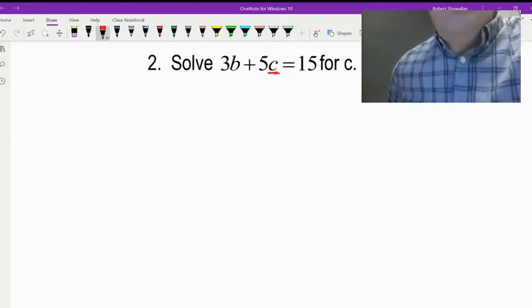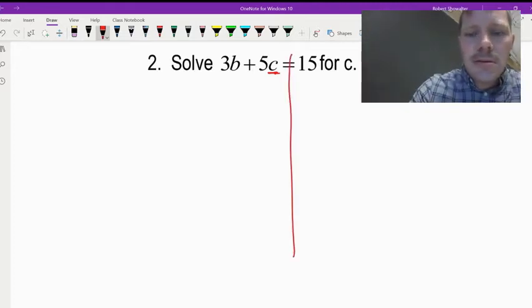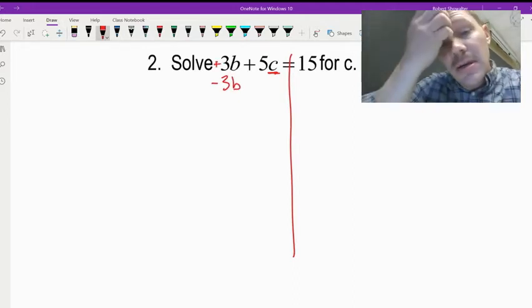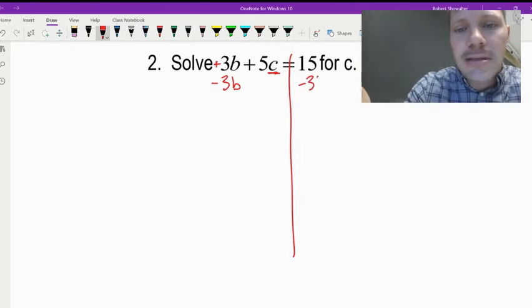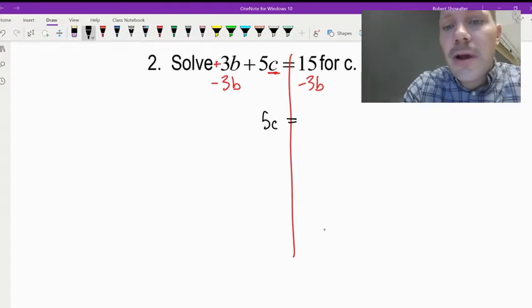We have this 3b plus, and then we have the 5 times C. We have to dig out that C, so we're going to do reverse order of operations. We're going to get rid of the 3b first by reversing the sign. It's plus 3b, so we're going to subtract 3b from both sides, which gives us 5c equals, now we look over on the right-hand side.